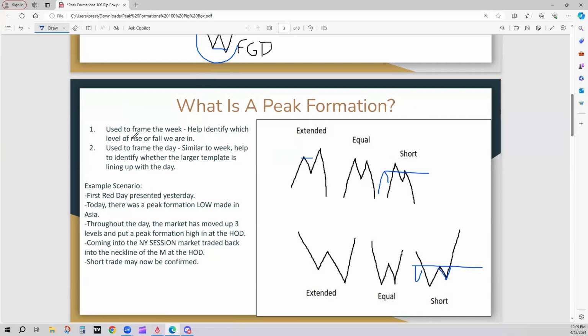So what do I need to use these for? I'm using them to frame my week, helping me to identify levels of rise and fall. What level am I in? Was there a signal day? I'm going to use them to frame the day. If I have a signal from the previous day telling me, hey, I need to look for a buy low or a sell high, maybe I need to frame my day and look for peak formation low, 3 levels of rise, peak formation high, take my trade.